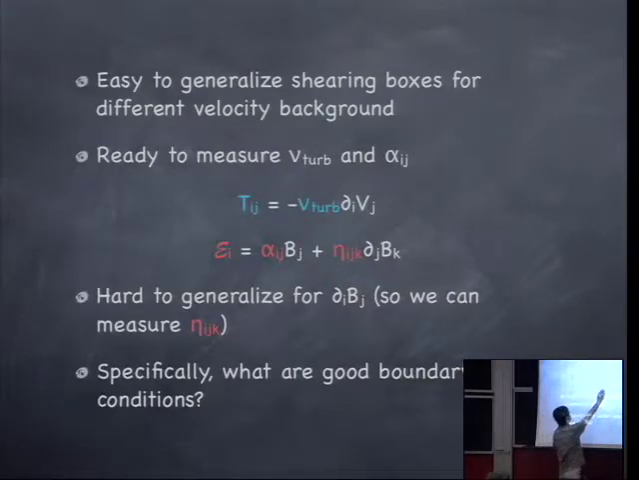So I was saying the shearing box is already set up so you can measure the turbulent viscosity and alpha, because we already have the background shear and background magnetic field. We measure the form of T and E, and if they turn out to be linear, then we are happy. However, it's really tricky to measure alpha and eta here, because how can you do a gradient of your background magnetic field in your simulation? What are the boundary conditions for your problem?